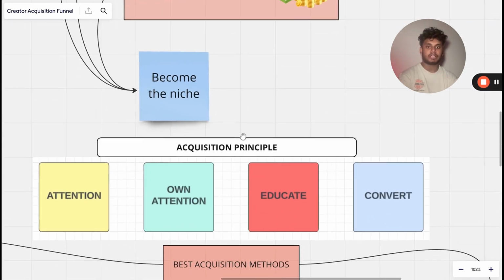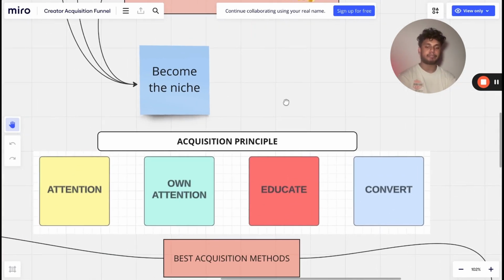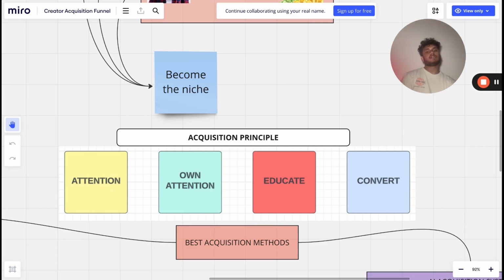Now, we will talk about the acquisition principle. How does this acquisition principle work? It's the four-step process which is required to acquire clients. It goes for any service-based business, any online business which requires getting clients, coaching clients, consulting clients, whatever kind of service-based business it is. It works in these four steps: attention, owning attention, educating your prospects, and then converting. You should have these four things dialed up in your client acquisition process if you actually need to acquire clients.